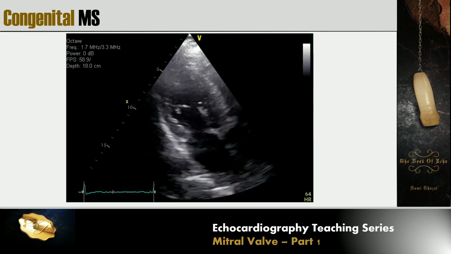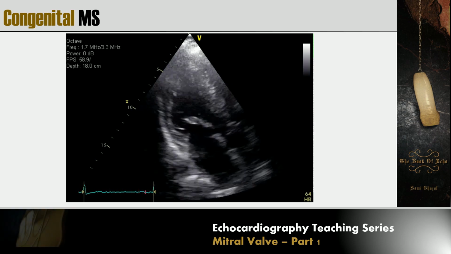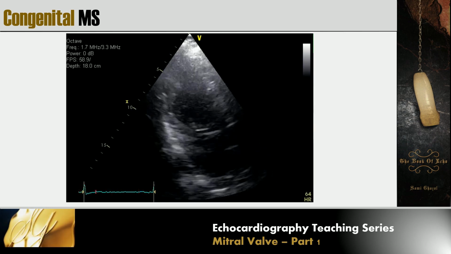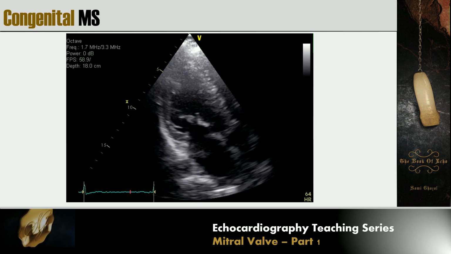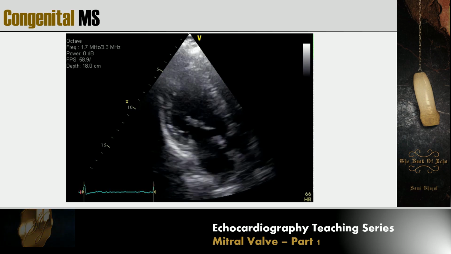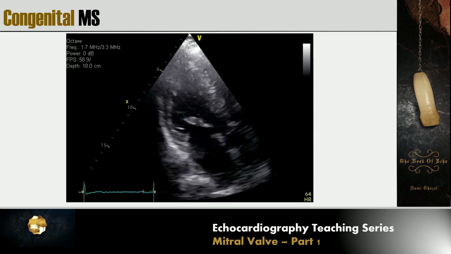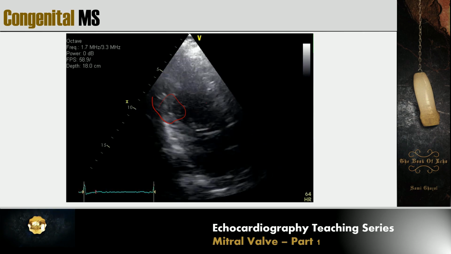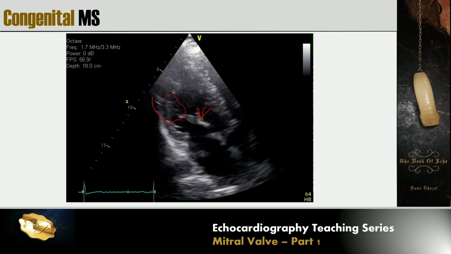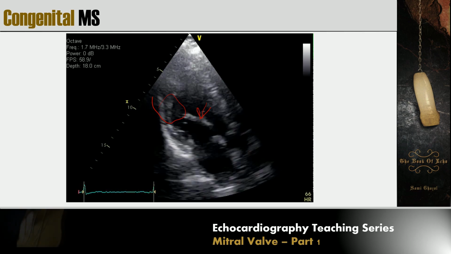So this is an apical view of parachute mitral valve, and as you can see, the anterior mitral leaflet is a little bit tethered and restricted. This is because it's attached to the single papillary muscle here. So this is the anterior mitral leaflet, and it does not open freely.